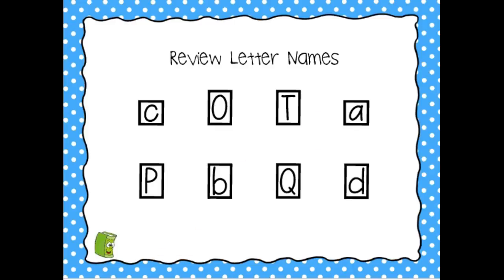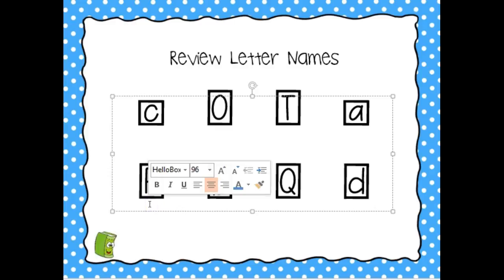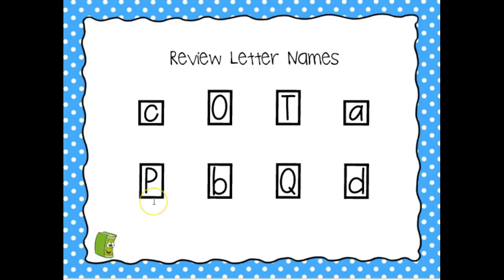Very good. Now let's name the bottom row. Can you tell us what is this letter? This letter is a P. What is this letter? This is a B. What letter is this? This letter is a Q. Now tell your learning coach, what is the very last letter that you see? This letter is a D.